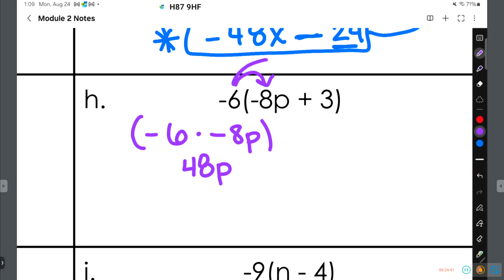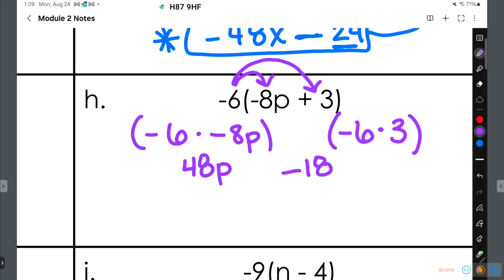Negative 6 times 3, which gives you negative 18. Okay, what's going to go between the two? What's separating the 48p and the negative 18? Addition. So 48p plus negative 18. Can we make this better? Yes. Two signs together. Are our two signs the same or different? Different, so it's going to be negative. So we have 48p minus 18.